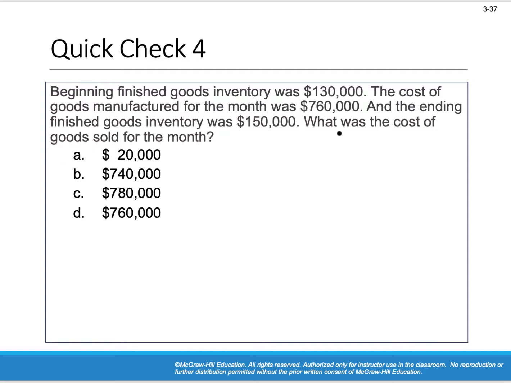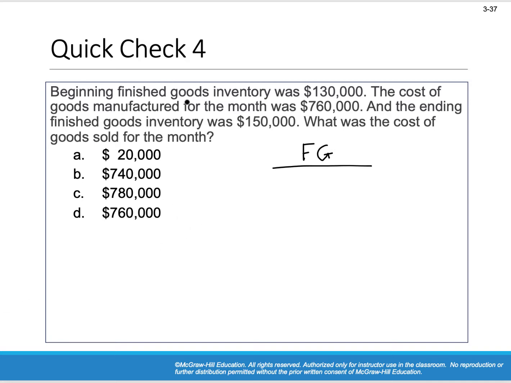So then they want us to figure out ending finished goods, right? Finished goods. Well, you might say, well, wait a minute. It's asking for the cost of goods sold for the month. Why are we starting in finished goods? It's a great question. Because we need to know how much cost left finished goods and went to the income statement as cost of goods sold. Okay, so we can do that pretty easily.